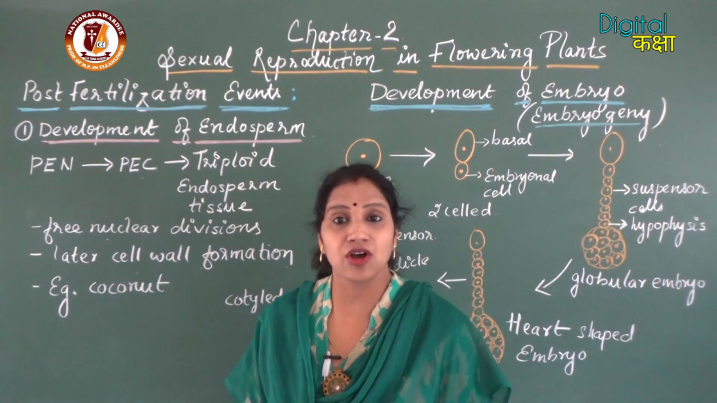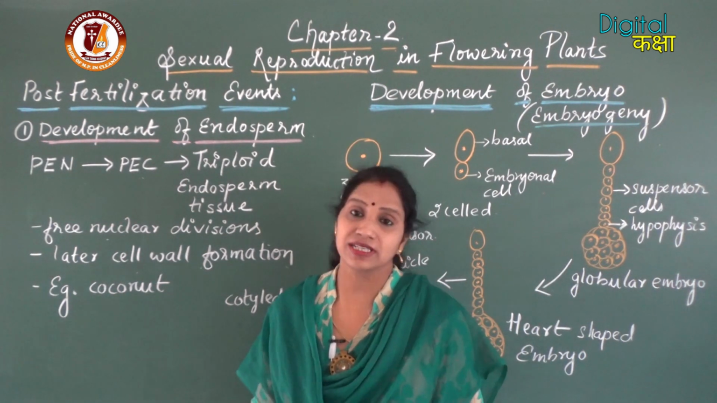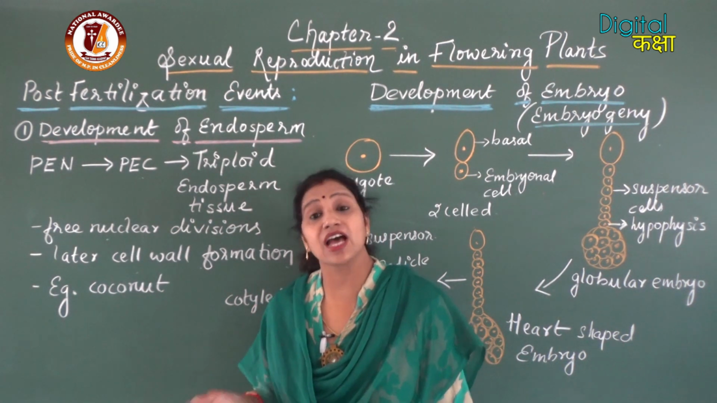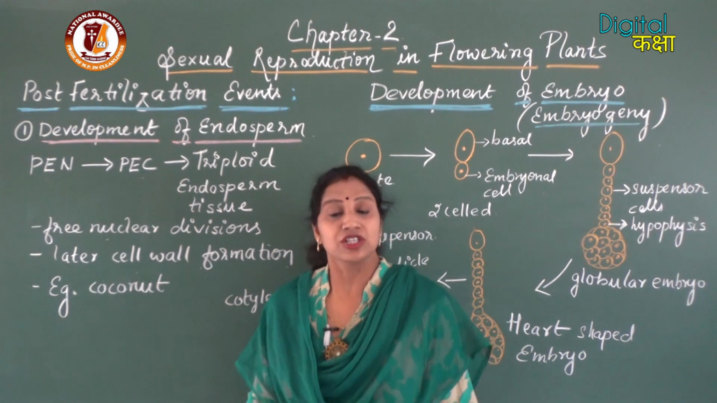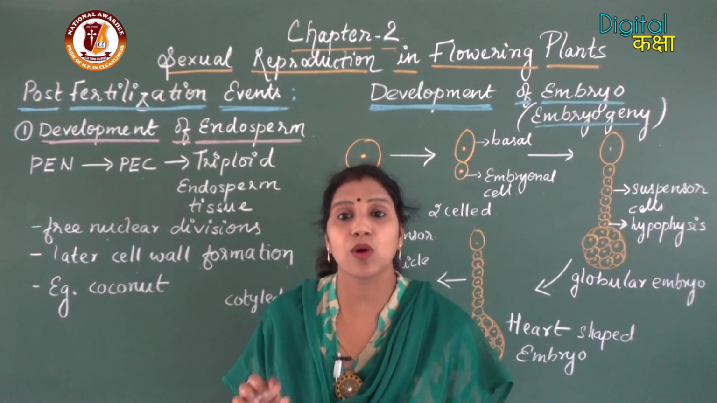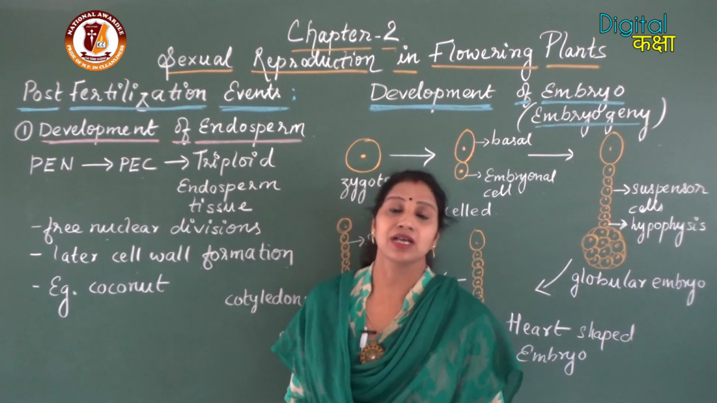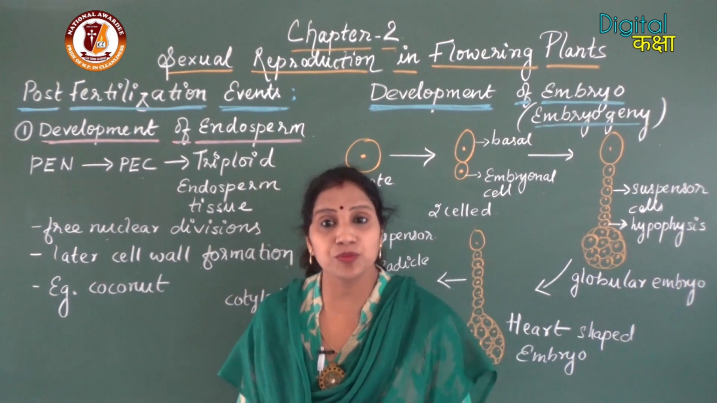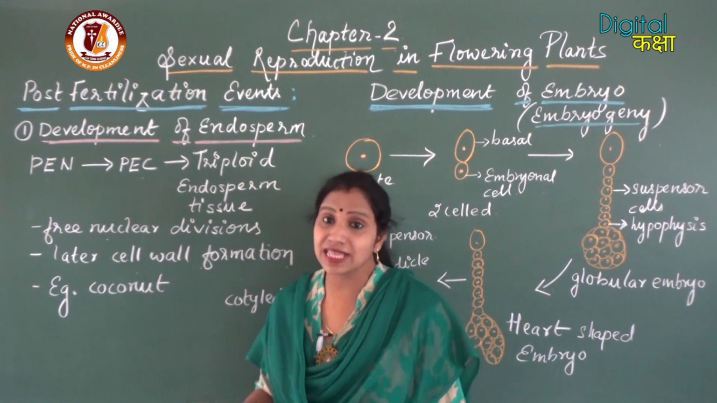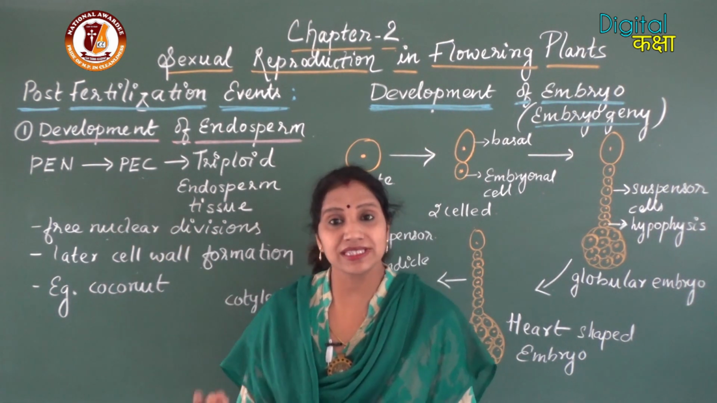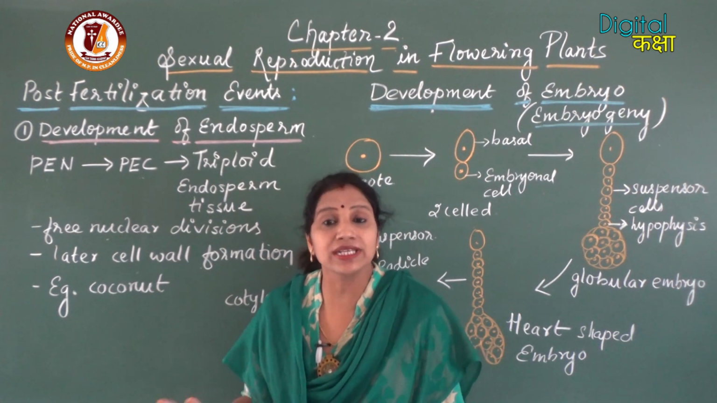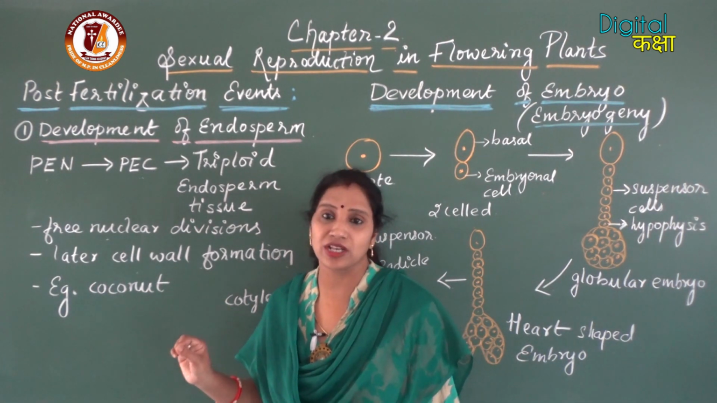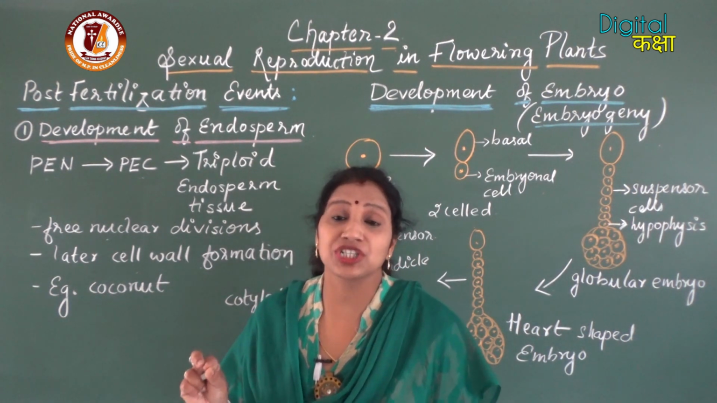Now, we will take the example of coconut. You all must have seen the coconut, you must have consumed the white part of the coconut, and you must have enjoyed the coconut water also. So, what is this coconut water and what is this white part of the coconut which you consume? The coconut water is actually the free nuclear endosperm. Free nuclear endosperm means that the primary endosperm cell has divided, that means the nucleus has continuously divided without the formation of cell wall. After that, the cell wall formation occurs.